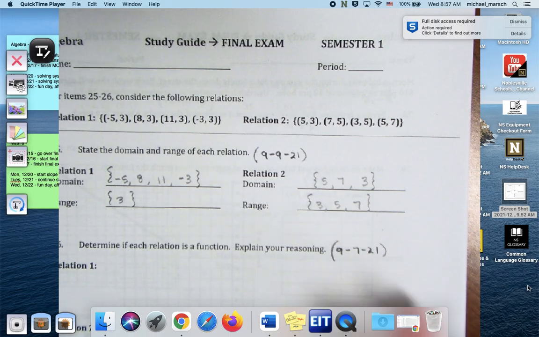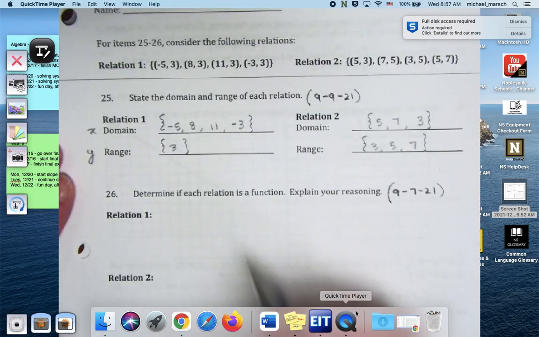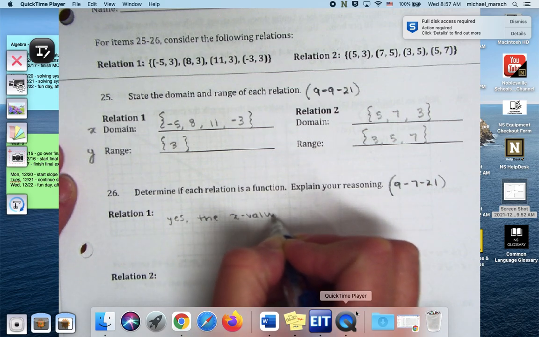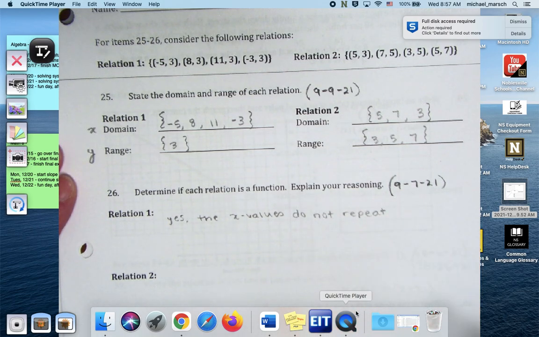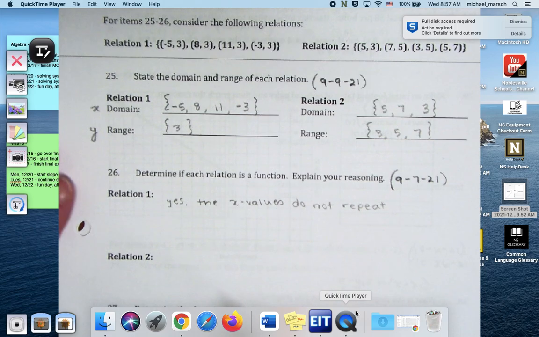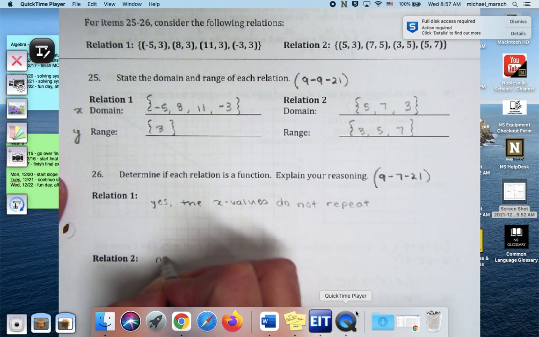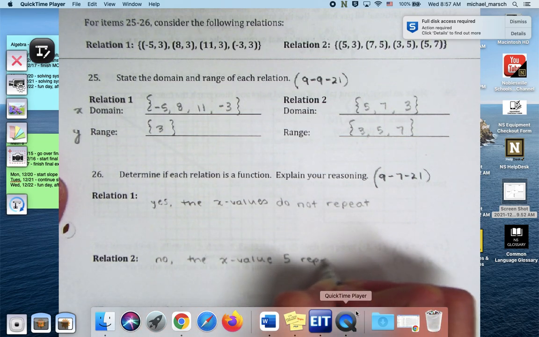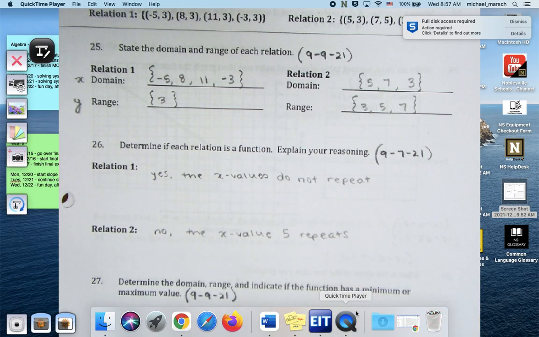Okay, so let's say if they are functions or not. Relation 1, is it a function? Sure is, because the x values don't repeat. Remember, we don't care about the y values when we're determining if something is a function. How about relation 2? Nope. The x value 5 repeats, so this is not a function. So that disqualifies it. If it was graphed, it would fail the vertical line test.